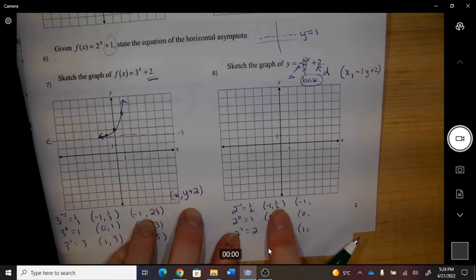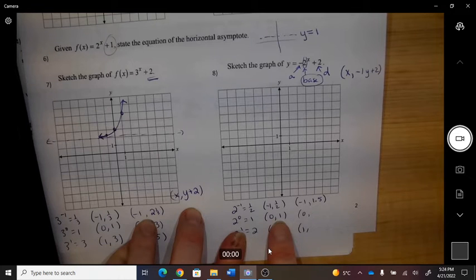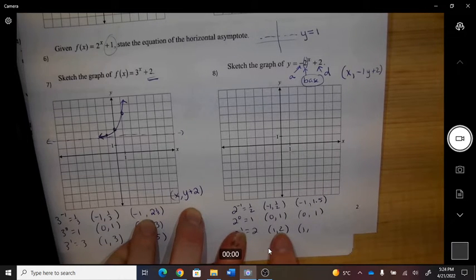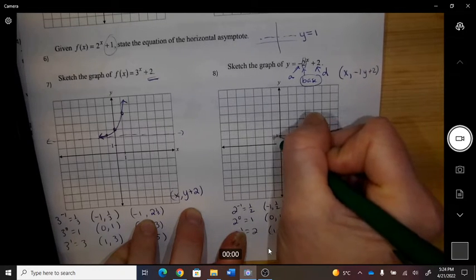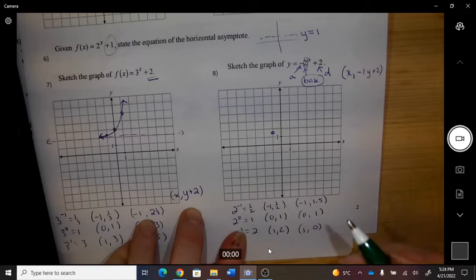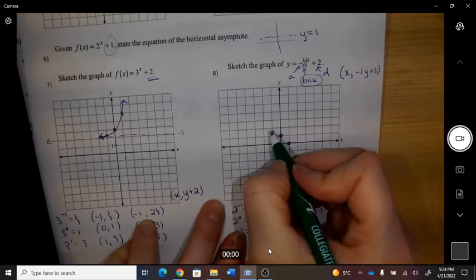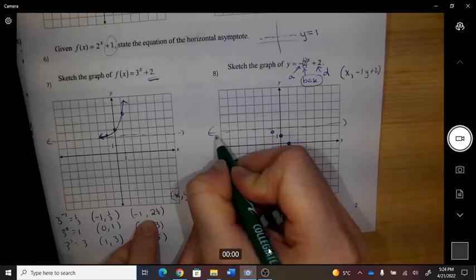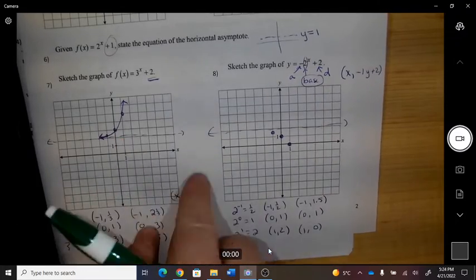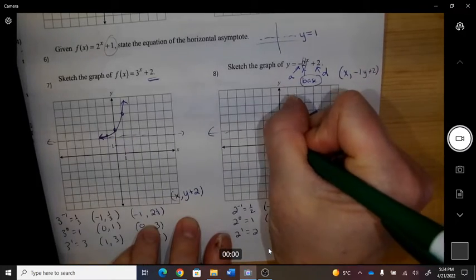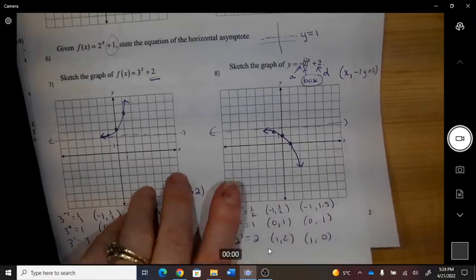Okay, so -1/2, and then plus 2 is 1.5. -1 plus 2 is 1. -2 plus 2 is 0. So the plus 2 has moved the asymptote up 2, and the negative has reflected the shape, so it's kind of like that shape would be normally. So there's the new shape.